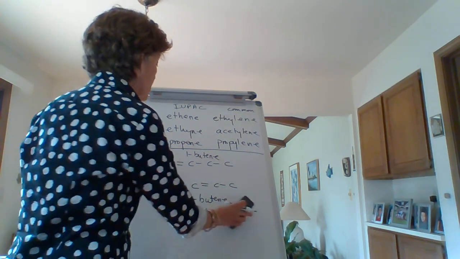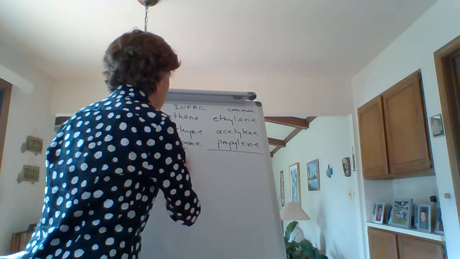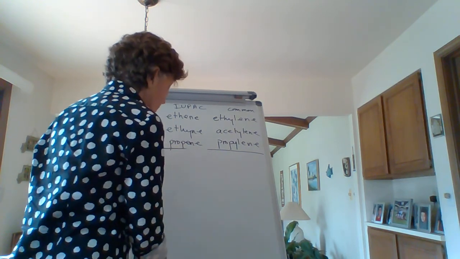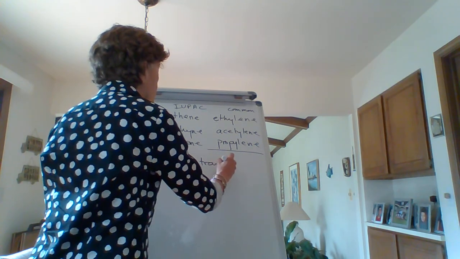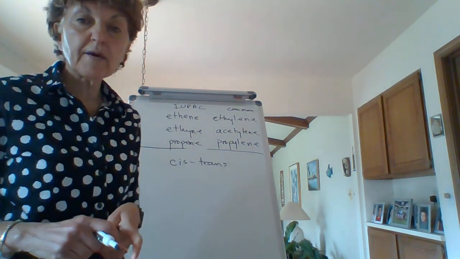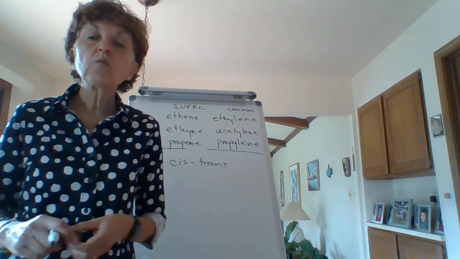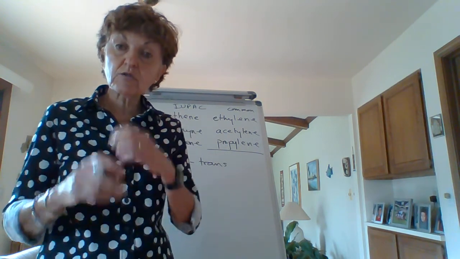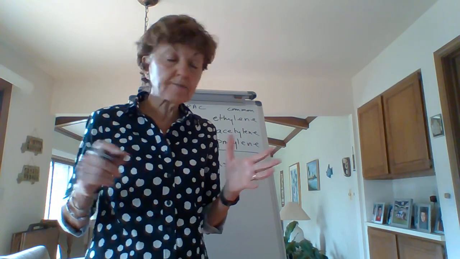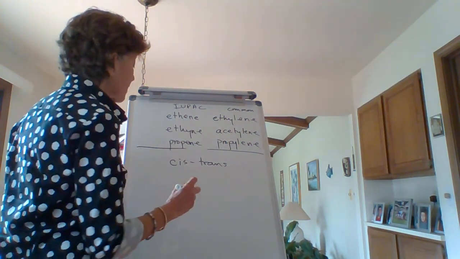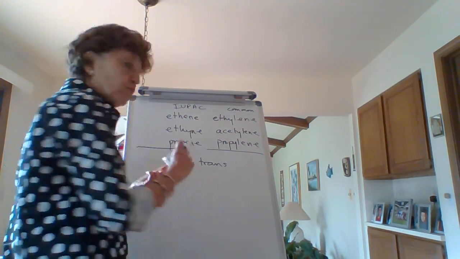Now, double bonds create these interesting isomers called the cis trans isomers. Remember how we saw those when we were talking about cycloalkanes? Well, you can get cis trans geometric isomers with alkenes. Your alkene is rigid. Let me just show you here. This is rigid around the double bond.